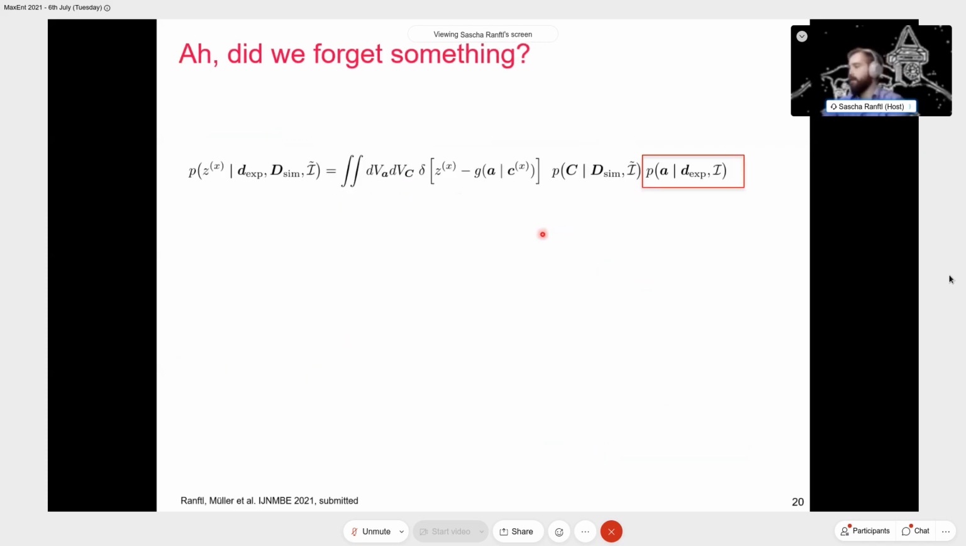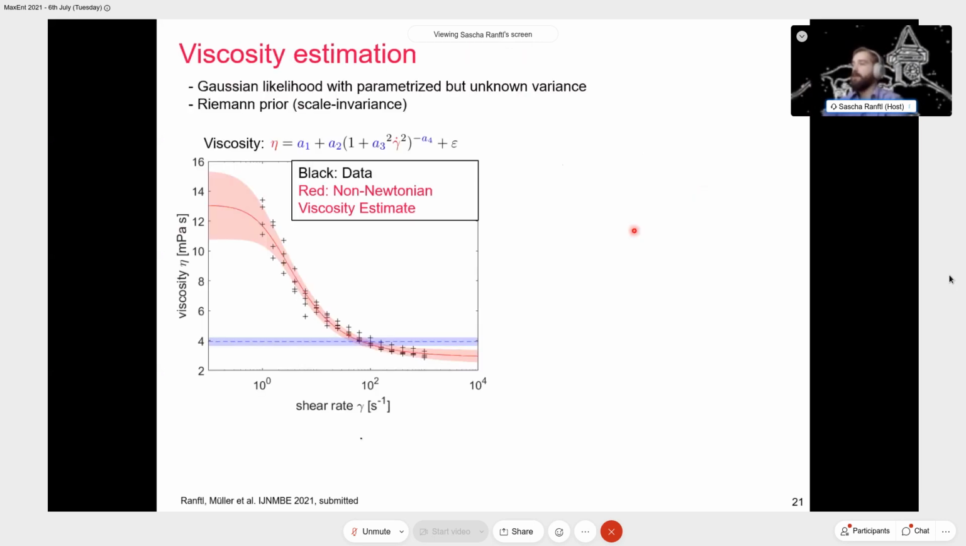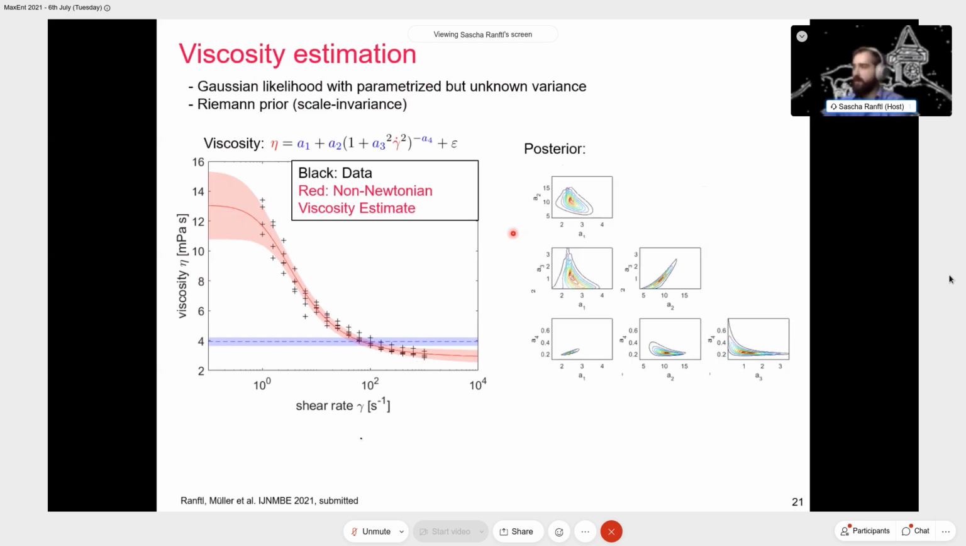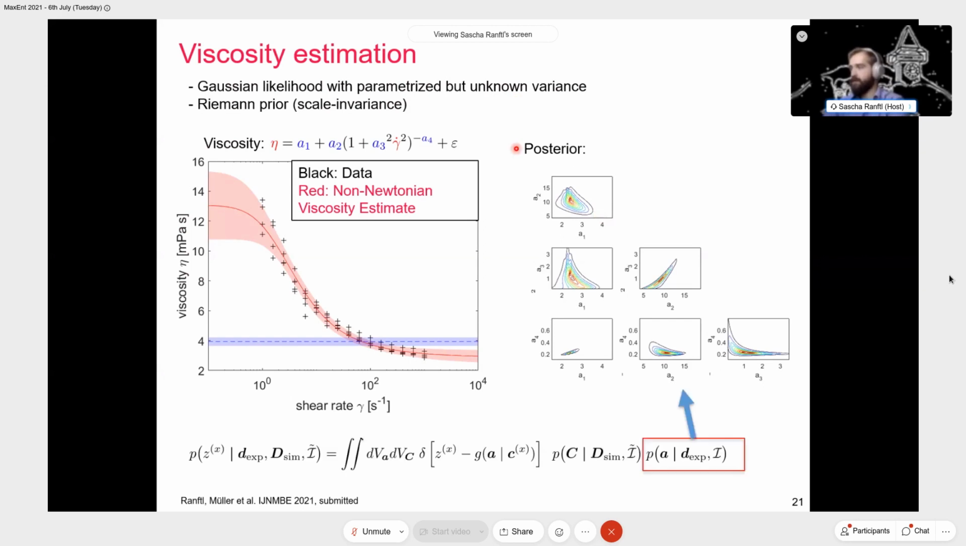Oh yeah, and I forgot something. We didn't talk about this posterior for the experimental parameters A that go into the simulation. Due to a lack of time, I will be very brief about this. With measurements of real human blood viscosity in this graph, this viscosity model, and a Riemannian prior with a Gaussian likelihood with an unknown variance, we find that the posterior for the A's looks like this. So it's not super complicated, but it's also not trivial. And we don't want to construct a polynomial chaos basis for this.